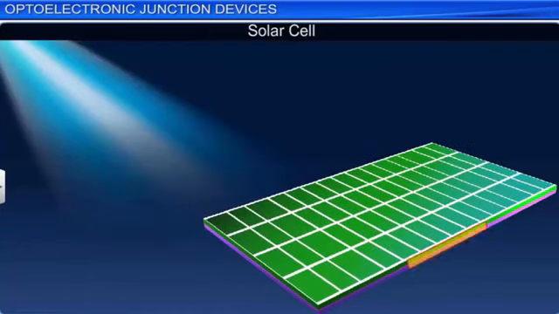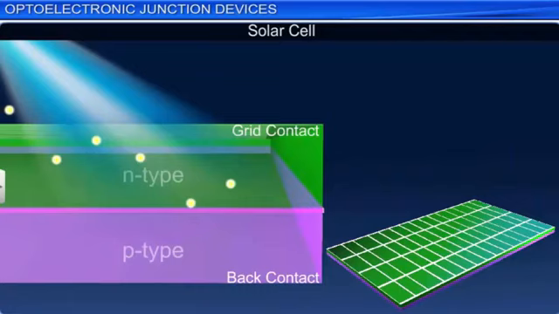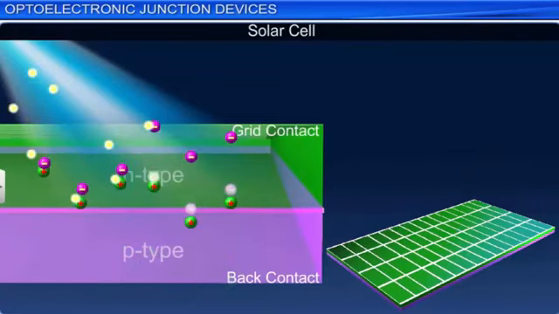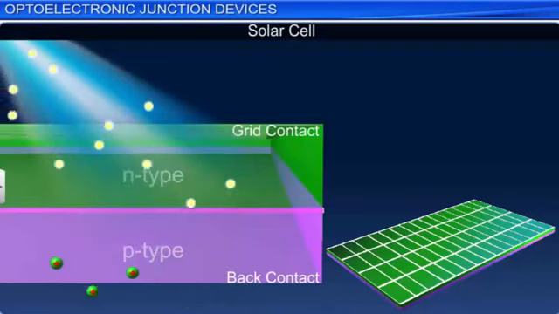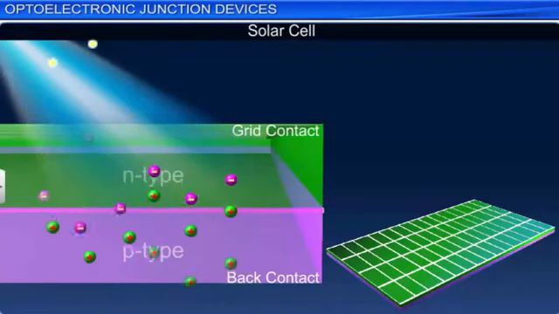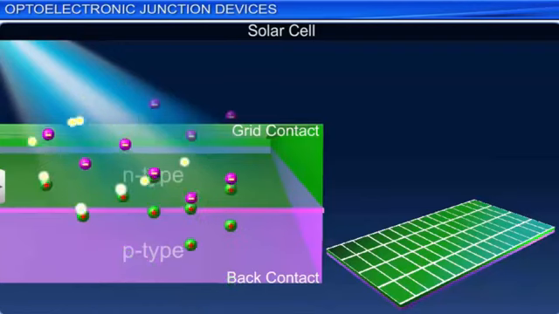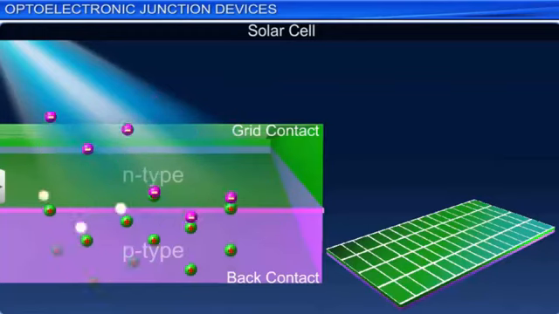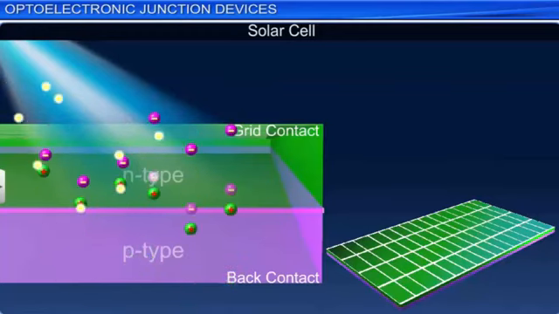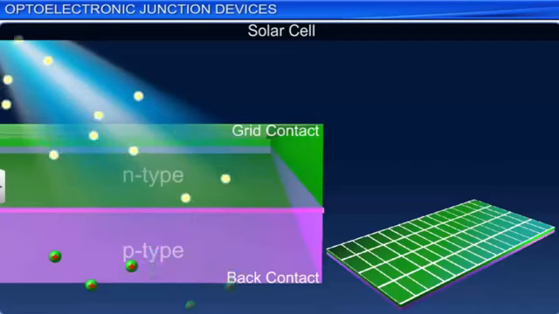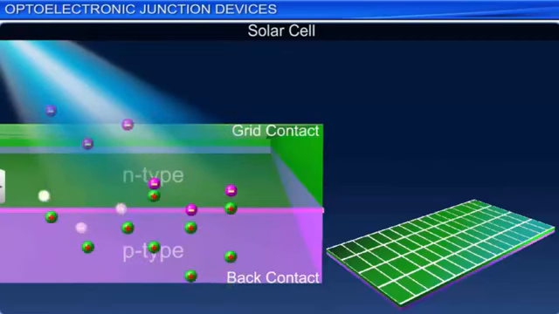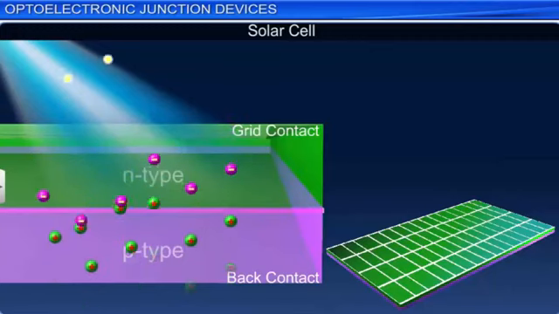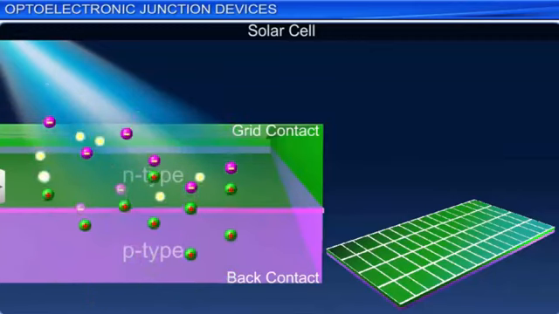A solar cell works on the same principle as that of a photodiode, where incident light generates electron-hole pairs in the depletion region of the p-n junction. As in a photodiode, the holes are pushed towards the p side and electrons are pushed towards the n side due to the electric field in the depletion region of the solar cell. The holes pushed towards the p side are collected by the back contact, while the electrons pushed towards the n side are collected by the grid contact.